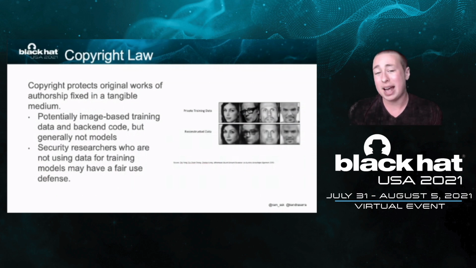That means that something like back-end code for a machine learning model may be protected by copyright, but generally models themselves, the weights that are given to particular parameters, are not protected by copyright. There's also potentially copyright claims around image-based training data. So images, pictures of people are copyrightable. And so what that means is that if you're doing something like extracting images that were used as part of training data from a model via queries, you may have a copyright law problem on your hands if you get sufficiently good high-resolution images out.